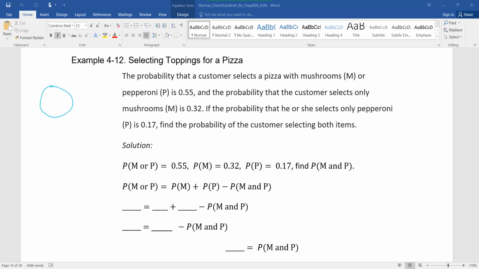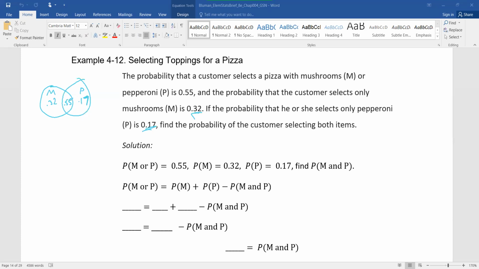You have two circles in the Venn diagram. We'll call this one mushrooms and this one pepperoni, right? This part right here, if you're straight up just mushrooms, we see is 0.32. This over here, if you're straight up just pepperonis, is 0.17. And then we saw that if you're mushrooms or pepperonis, it is 0.55.